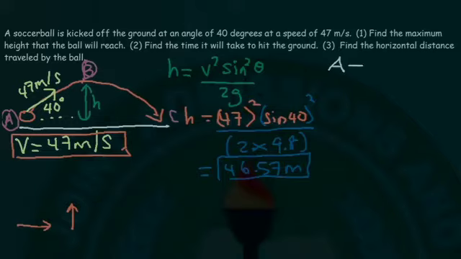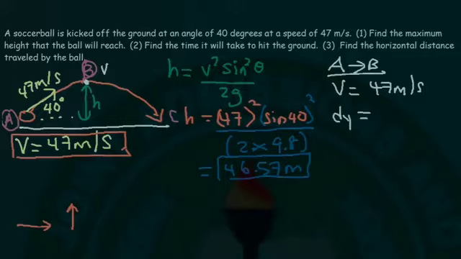So let's make a list of what we have. At point A, we know what the speed is. It's 47 meters per second. We know the height, which is basically vertical displacement. That's dy. Actually, we don't know the height. We want to find it. Now, we also know the speed at point B, the vertical speed. At the top, Vy is always 0.